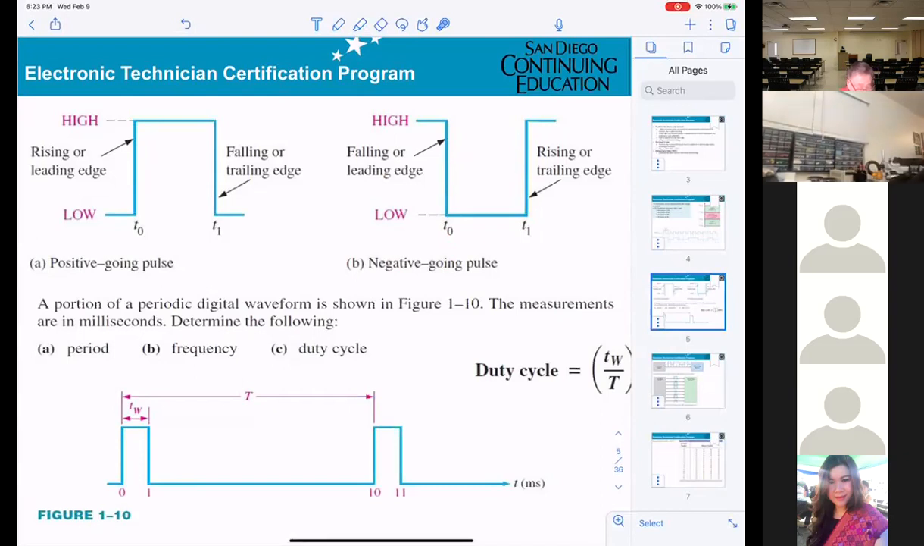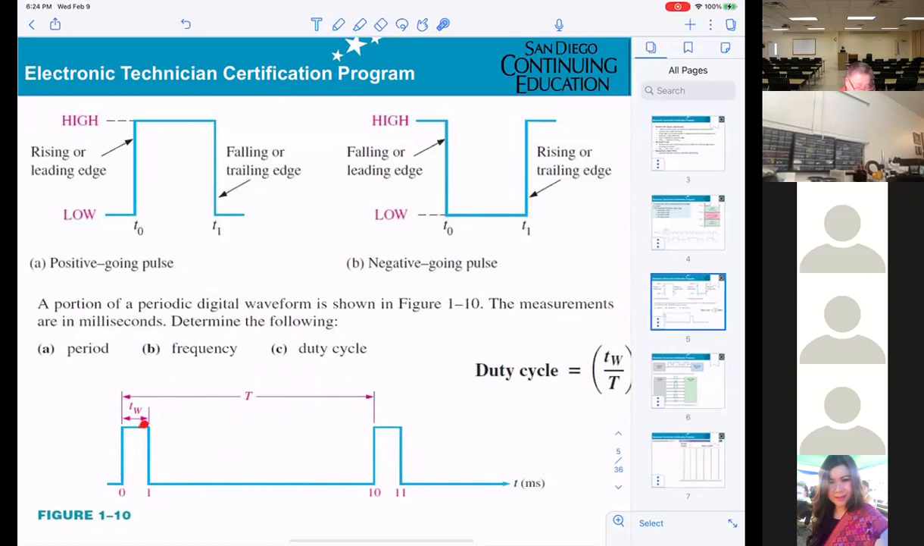Okay, a portion of a periodic digital waveform. The measurements are in milliseconds. They want to know period, frequency, duty cycle. Now they gave you this signal here. They want to know the period. You understand this will go up, and we have to look for when it goes up again. So this will be one period or one cycle.